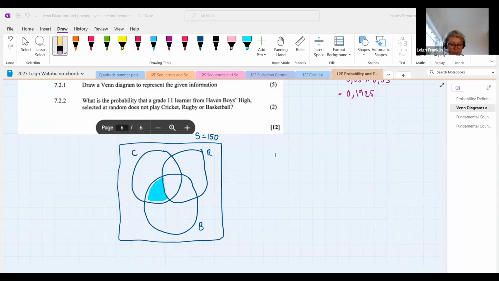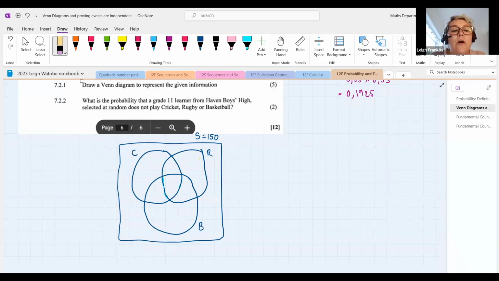So we have to understand what the different regions mean before we can start filling in our numbers. Let me just rub that out. Then if I were to highlight this piece over here, how would I describe that? The one that I've highlighted in yellow. Good, well done. Rugby only. Awesome. Very nice.